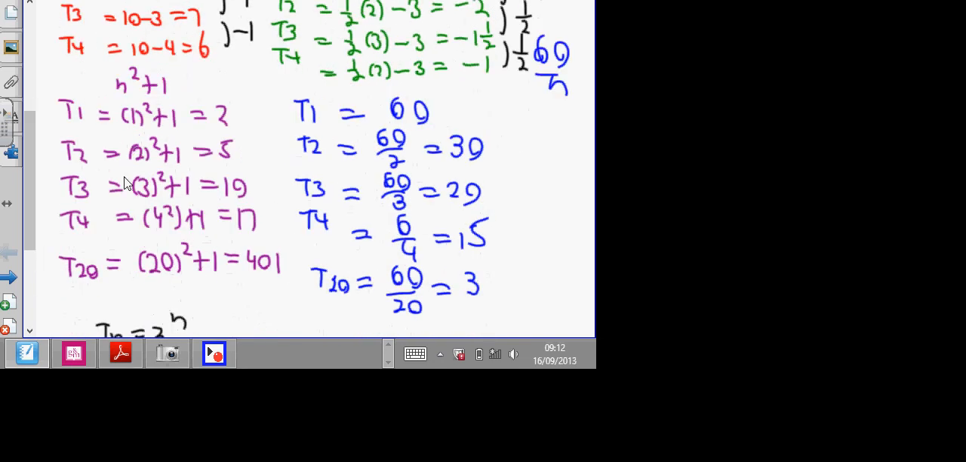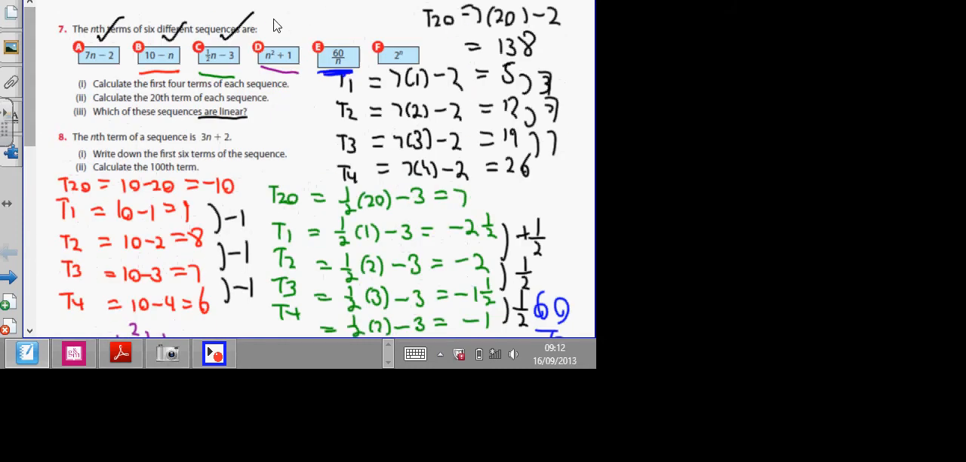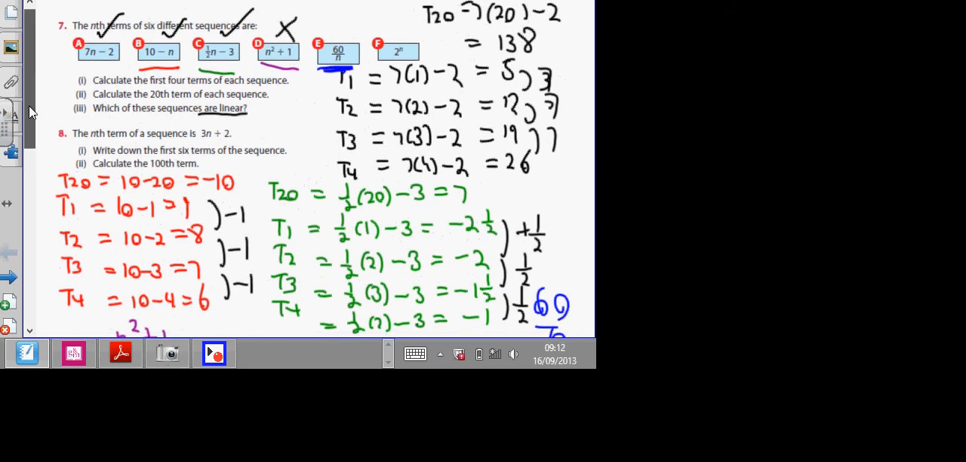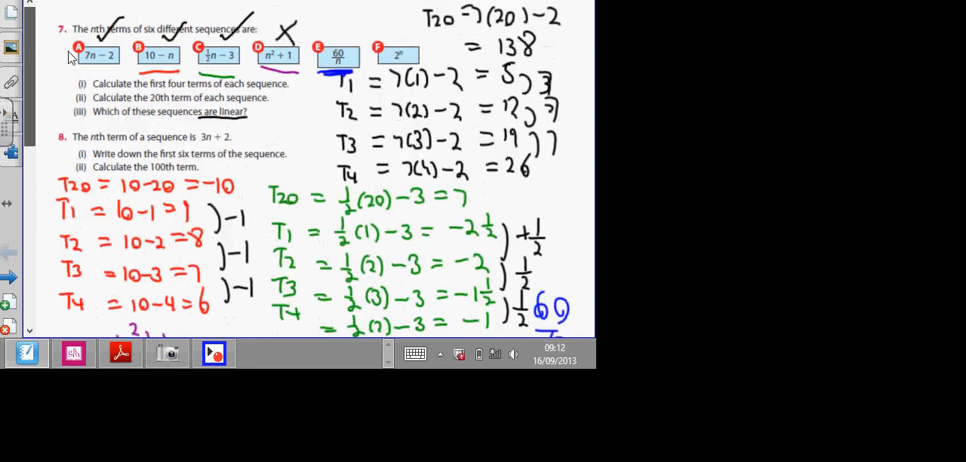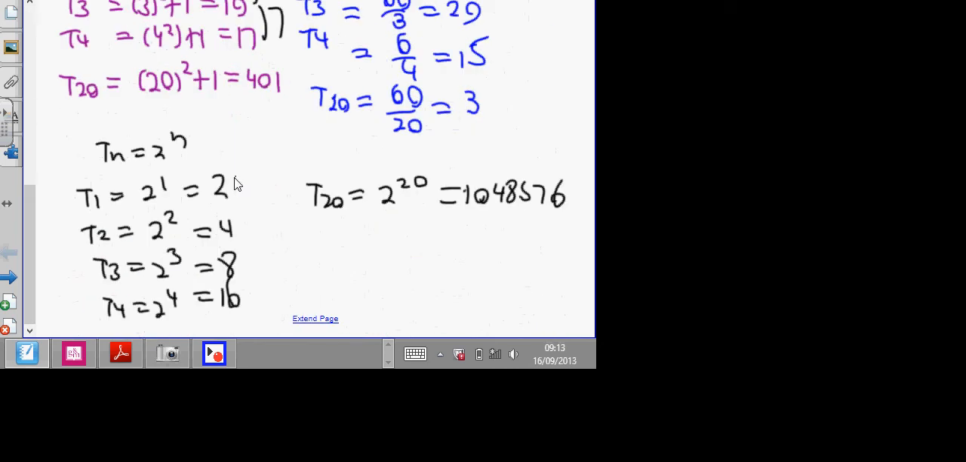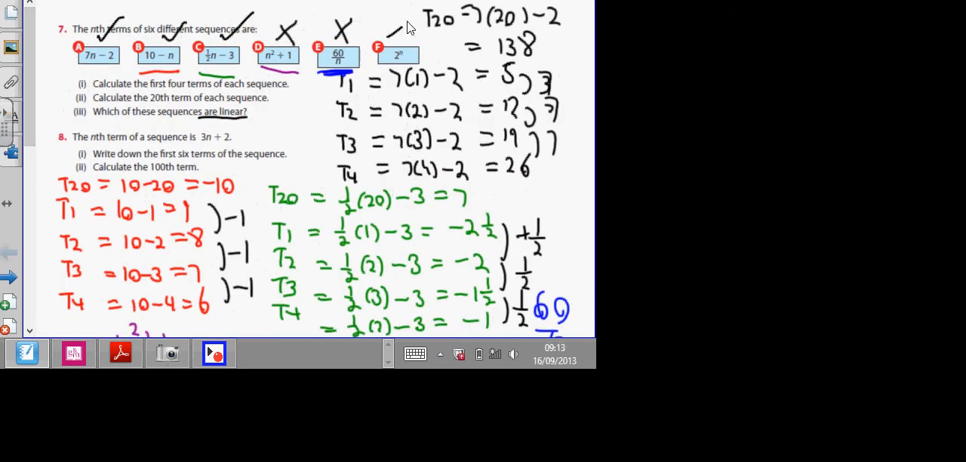Is D linear? Which is the purple one. The gaps aren't the same. Although there is a pattern there, there's no pattern between the first gap, so no. Is E linear? No. And is F linear? Is the gap the same? No. So that one ain't linear either. Okay.